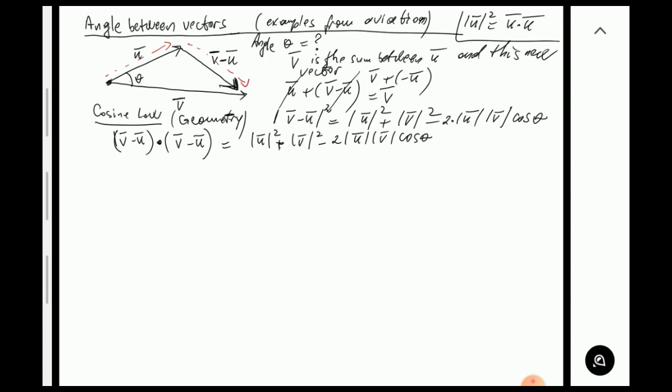And let's do some distributivity and commutativity on the left side. Remember, we can distribute the dot product, so we can expand this just like we expand the multiplication of real numbers. V dot V minus V dot U minus U dot V plus U dot U.